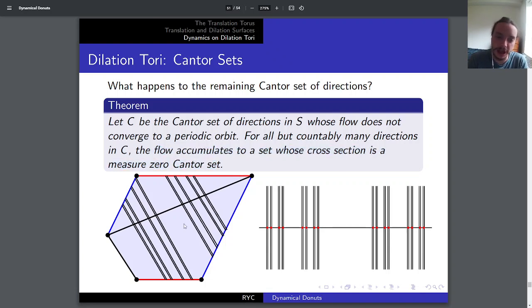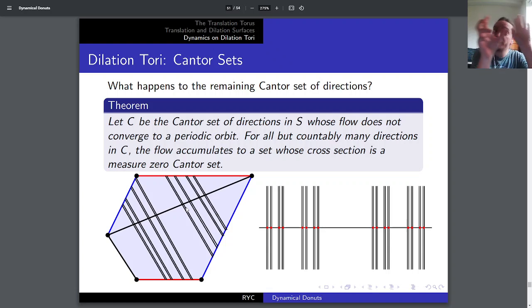So what do I mean by that? I mean that if you flow in this direction, you're going to kind of accumulate onto all these lines. And if you cut across those lines, what you're going to get is a Cantor set. Okay? So this is kind of like a lengthened Cantor set that we are converging to as time goes on. This is what your flow does, and this fractal just kind of pops up out of nowhere. And the crazy thing is it's a totally unrelated Cantor set to the Cantor set of directions.